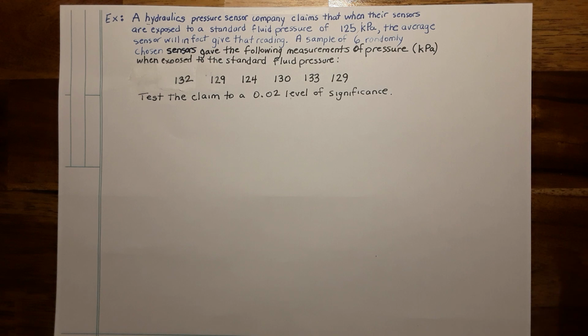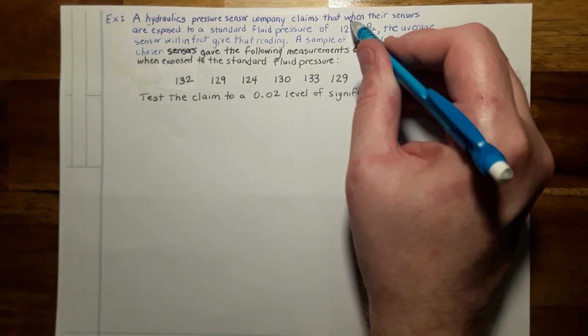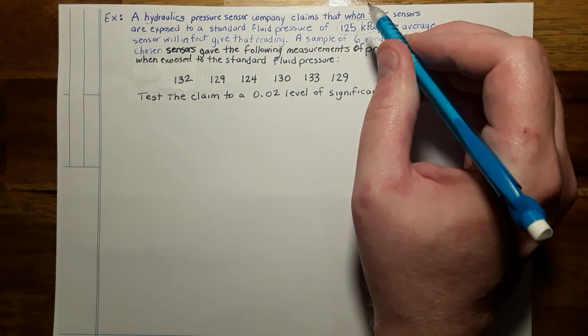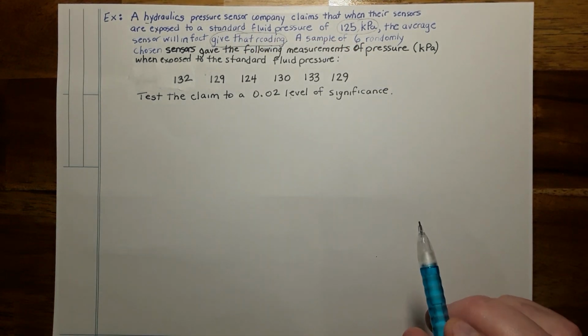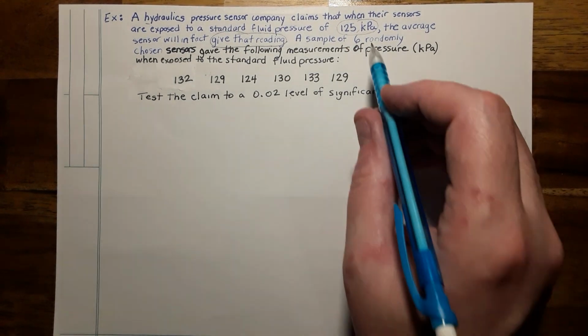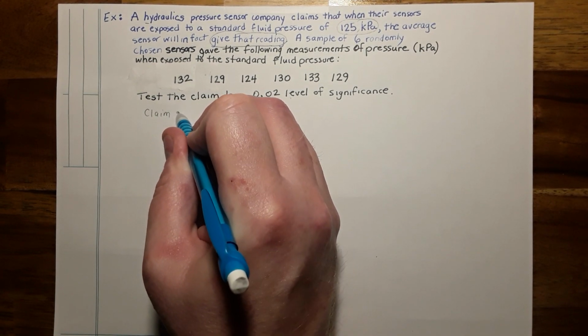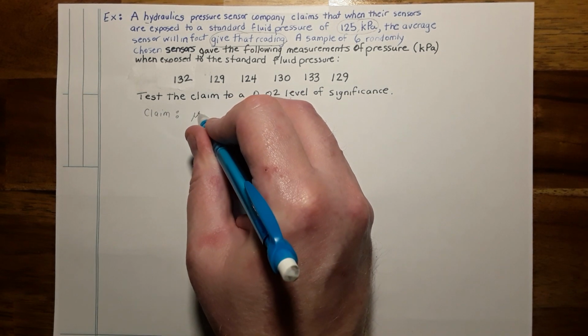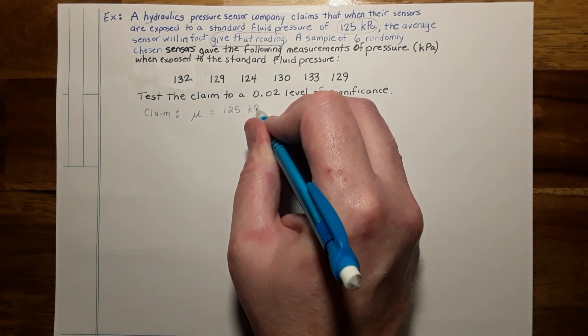Remember that when you do hypothesis testing, there is a standard set of rules, set of procedures that you're supposed to follow. The first is the claim. The claim is that their sensors will in fact give the standard pressure reading of 125 kilopascals. So the claim being made about the average sensor value is that the mean will be equal to 125 kilopascals.